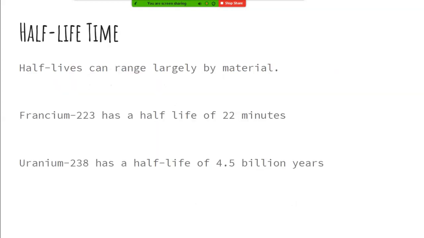Half-life can vary based on the material that we're talking about. Some can be very short, like francium-223, which has a half-life of only 22 minutes. On the other hand, uranium-238 has a half-life of literally 4.5 billion years. So it can be a span of minutes or billions of years.